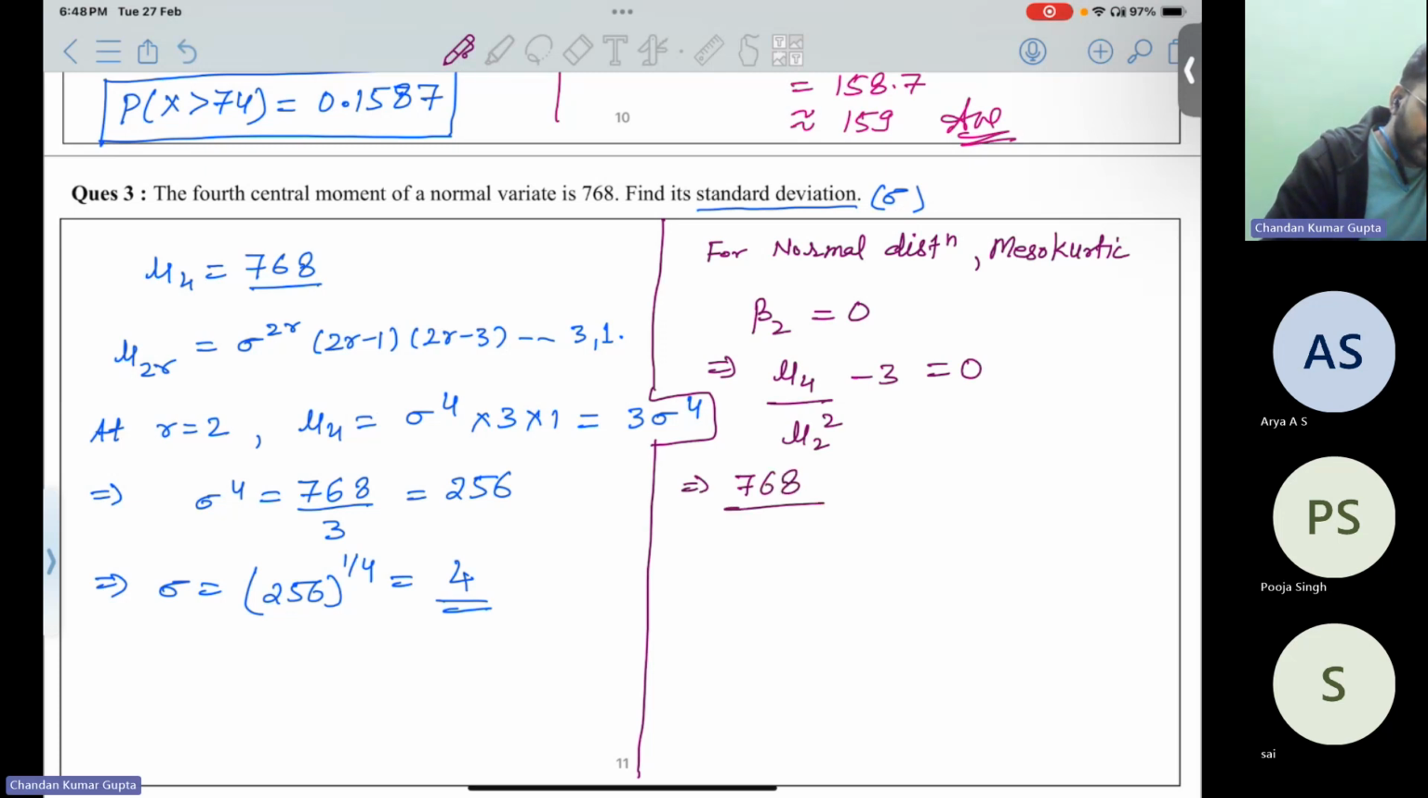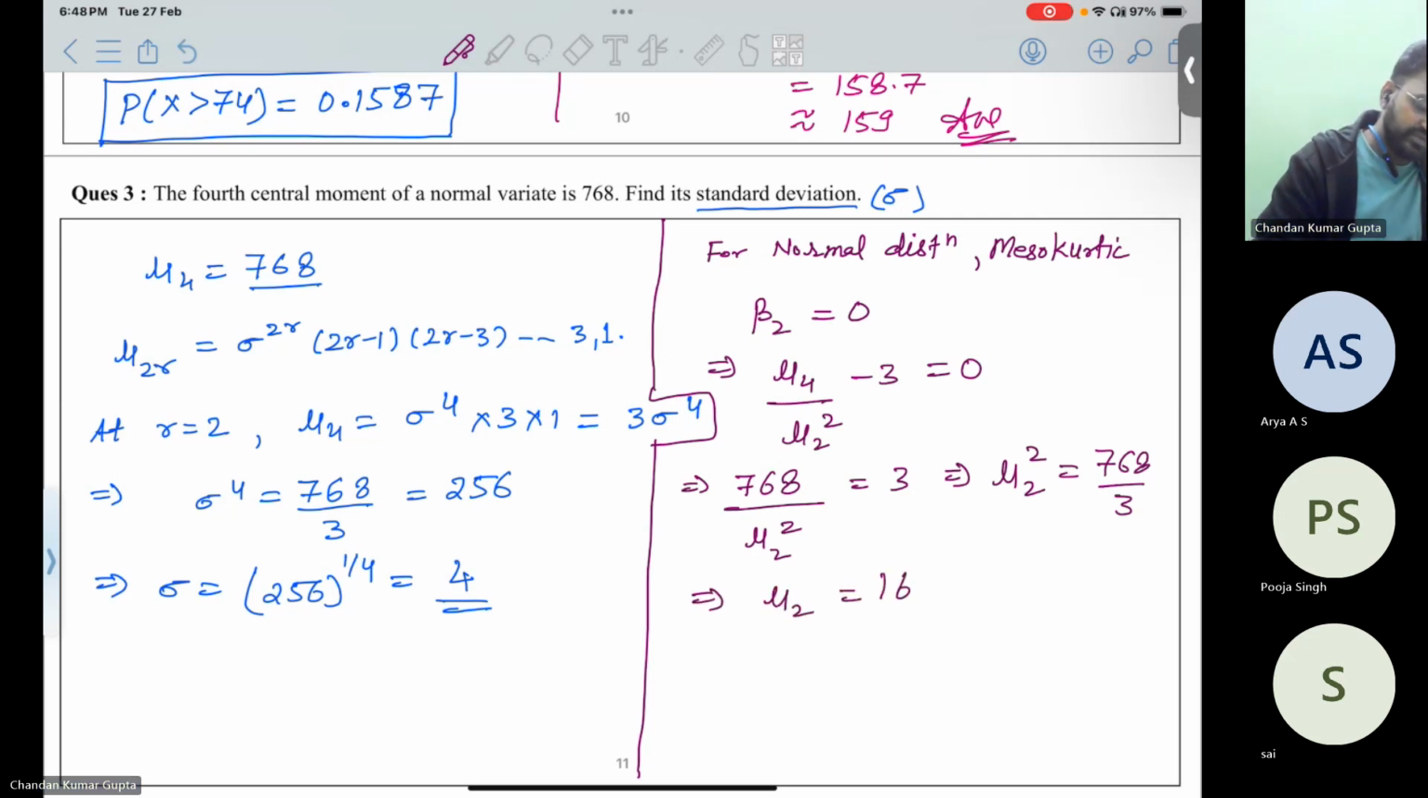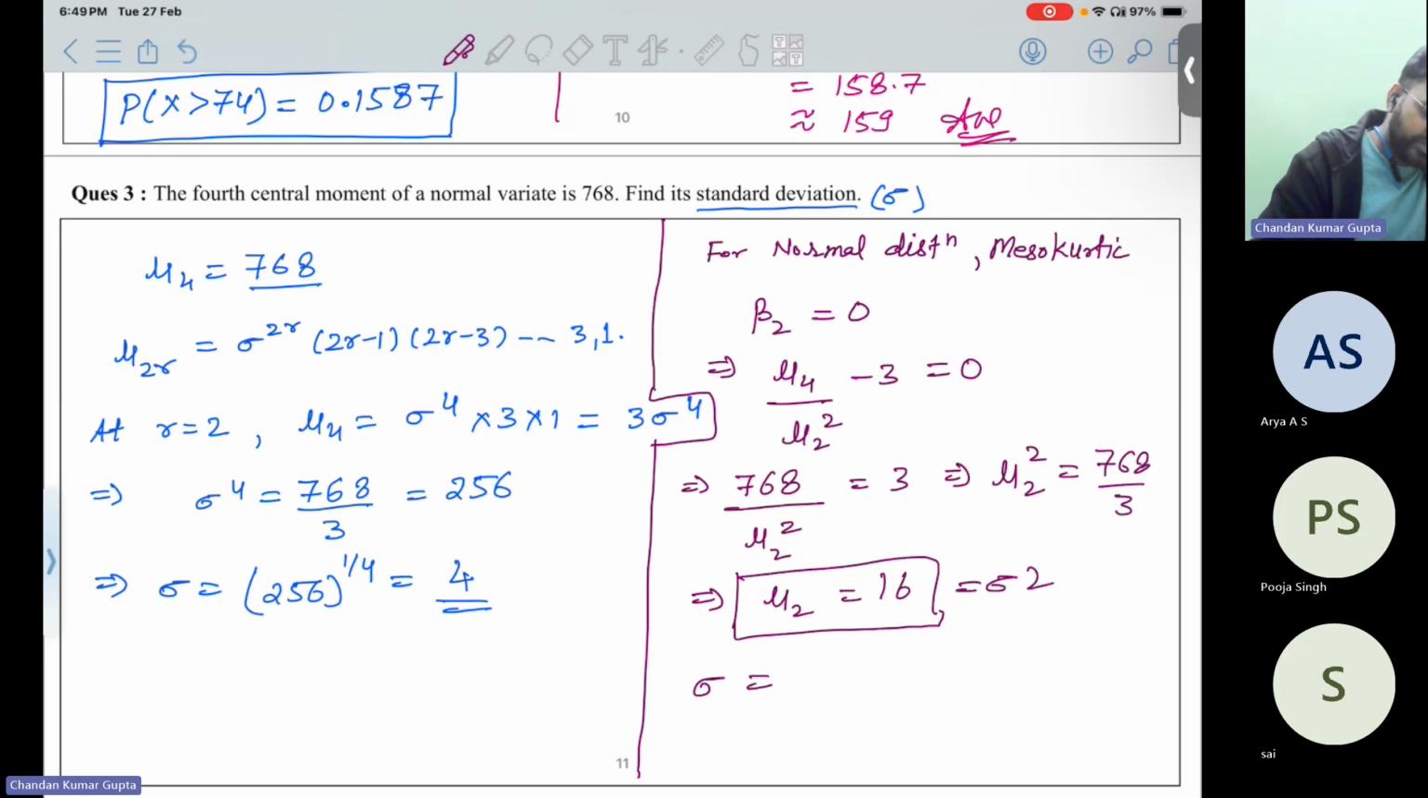This implies 768 upon mu 2 square equal to 3. From here, mu 2 square can be evaluated as 768 by 3. That is, mu 2 is 16. When you solve, you will find mu 2 equal to 16, which is equal to sigma square. So sigma equal to root of 16, which is equal to 4. So you may use any property which will strike you during the question.